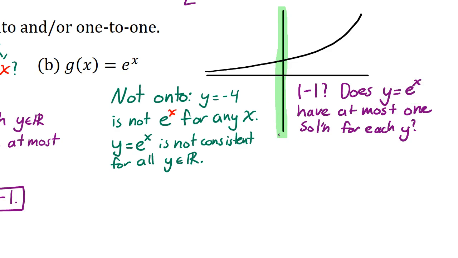But if y is a positive number, like, I don't know, 4, then there's only going to be one value of x that gets you that. It's the natural log of 4. So because there's only that one value of x, that means it is 1-to-1.